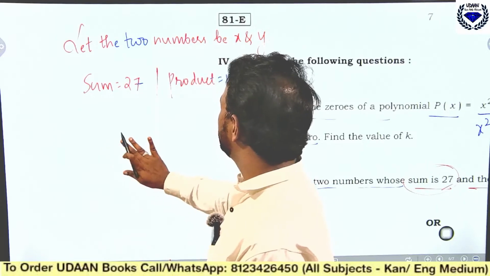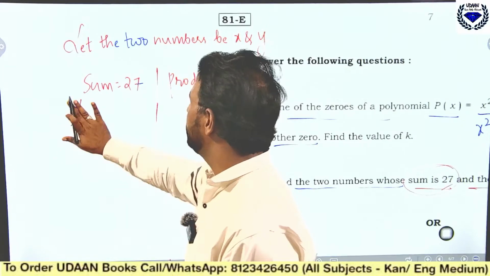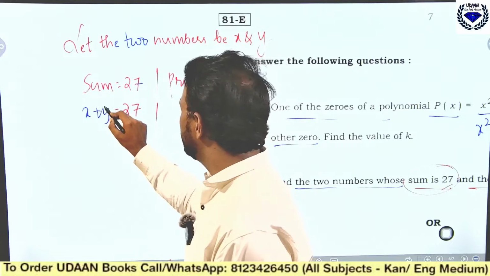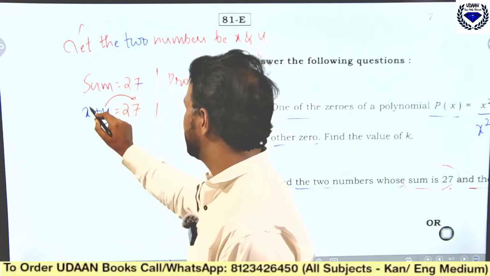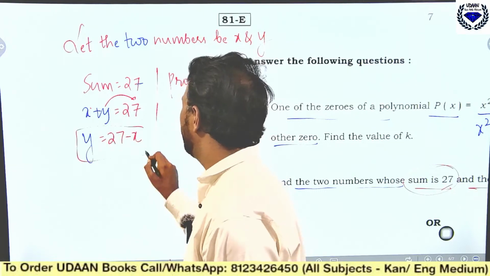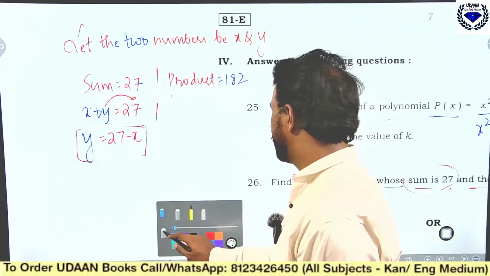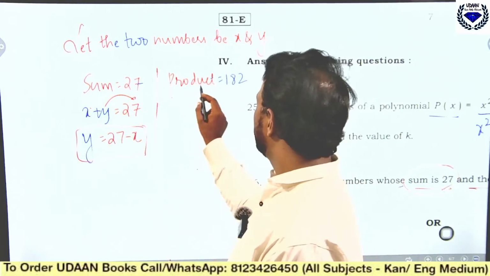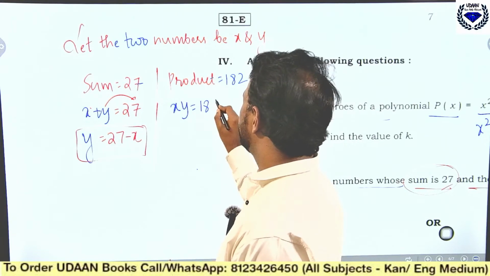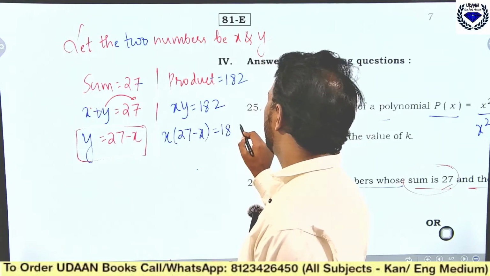How will you do it? Sum is X plus Y is equal to 27. So you send X to this side, so Y is equal to 27 minus X. Okay, Y you will get as 27 minus X. Next, what will you get? Product. Product is X into Y is 182, so X into 27 minus X is equal to 182.